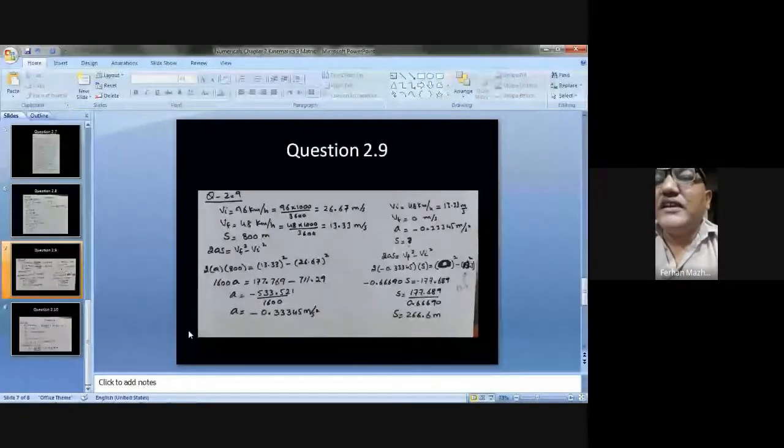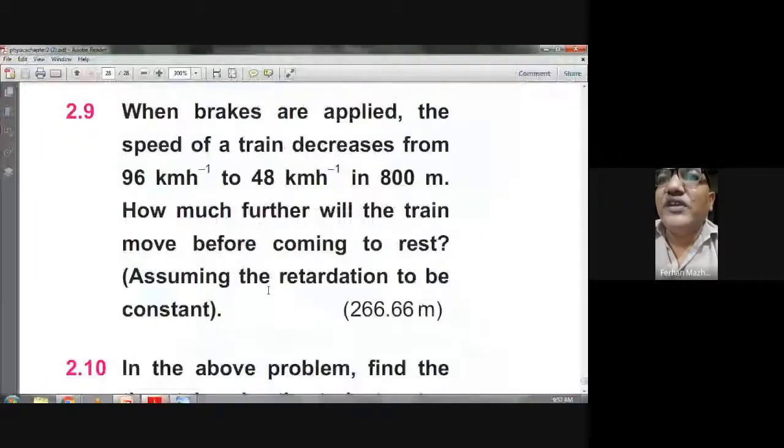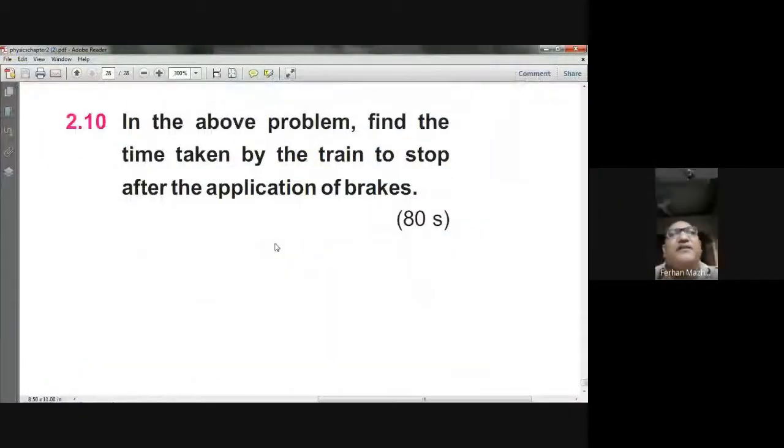The next question is question number 10, showing up on your screen. It says, in the above problem, question number 2.9, find the time taken by the train to stop after the application of the brakes. So this question is related to question 2.9. The initial velocity of the train was 96 kilometers per hour, and you applied the brakes, and the velocity became zero. During this whole process, how much is the time taken?